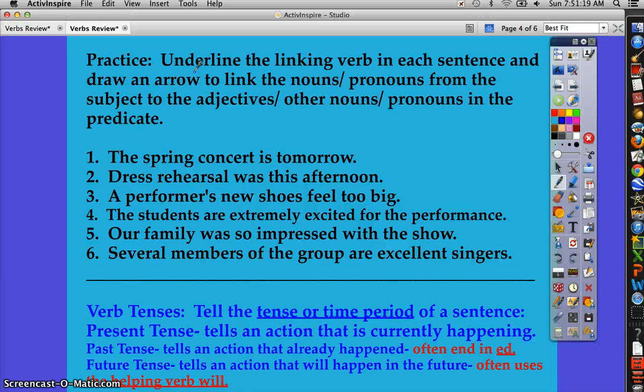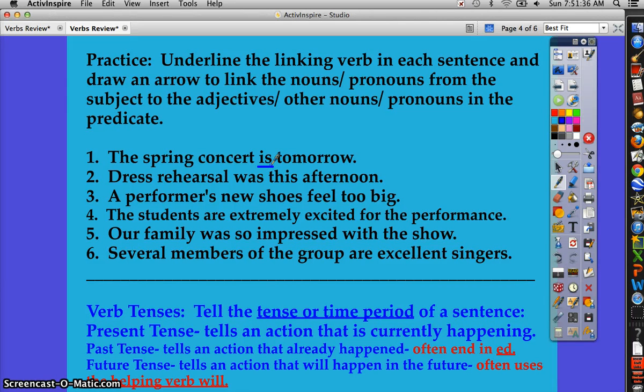Underline the linking verb in each sentence and draw an arrow to link the nouns or pronouns from the subject to the adjectives or other nouns, pronouns in the predicate. So let's take a look at number 1. The spring concert is tomorrow. So if I think, what's the linking verb? Linking verb here is is.